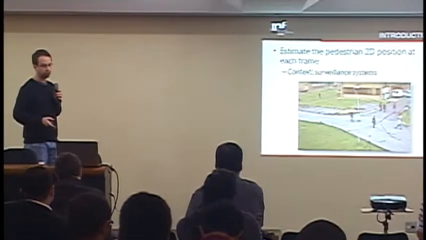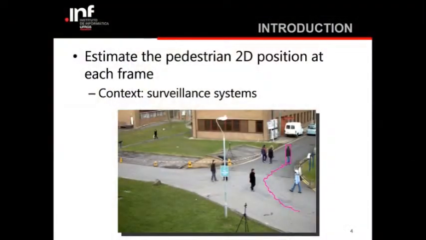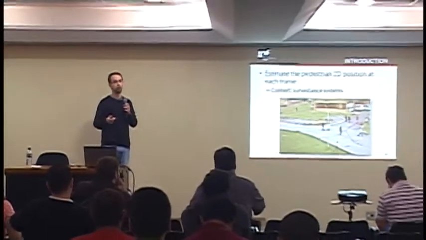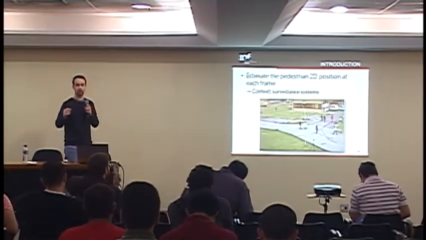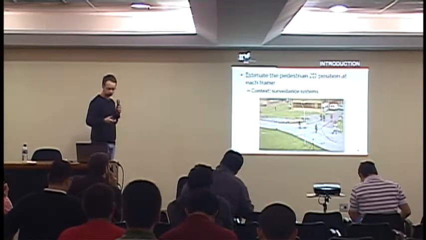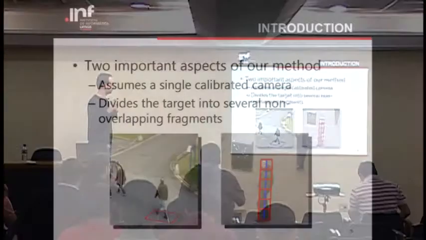So first, the introduction. What is the goal here? The goal here is obvious. It's to estimate the pedestrian 2D position at each frame. So here we have the trajectory of this pedestrian. This is what we want. And the context here is surveillance systems. So we are assuming a single camera and a camera that is calibrated, okay? So this is important to keep in mind.